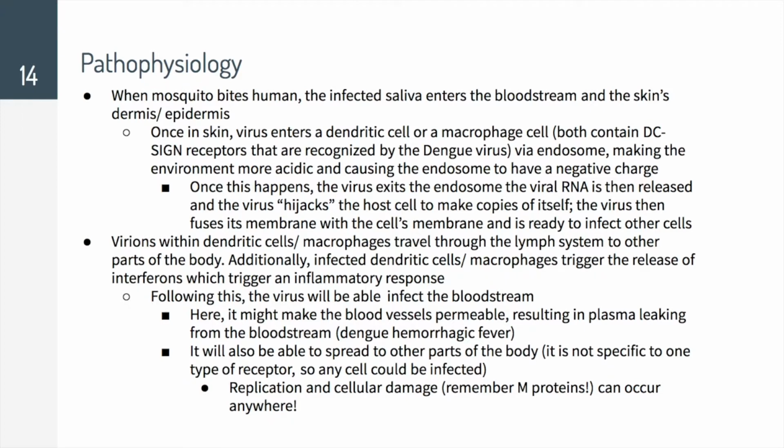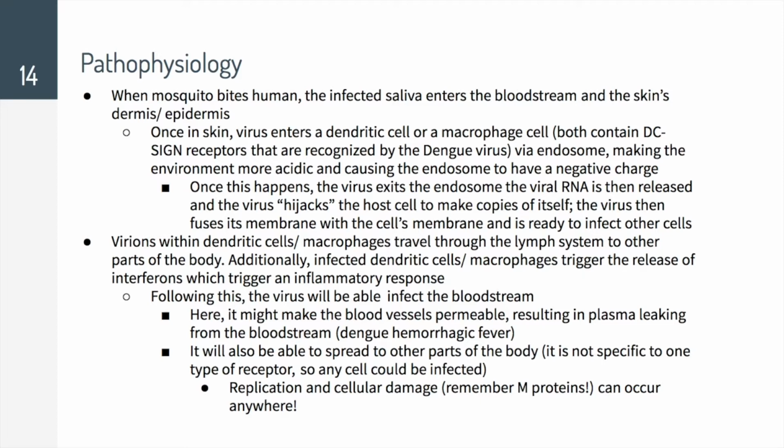So now let's move on to some more pathophysiology. To recap what Georgia said, when a mosquito bites a human, the infected saliva enters the bloodstream and the skin's dermis or epidermis. So once in the skin, the virus enters a dendritic cell or a macrophage, which both contain those DC sign receptors that are recognized by the dengue virus, and it enters via endosome, making the environment more acidic and then causing the endosome to actually have a negative charge.